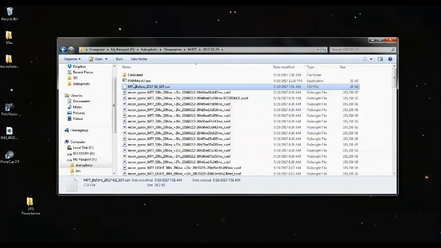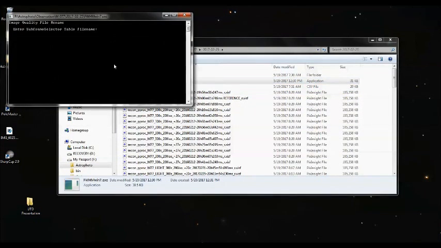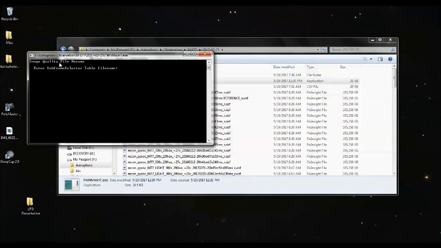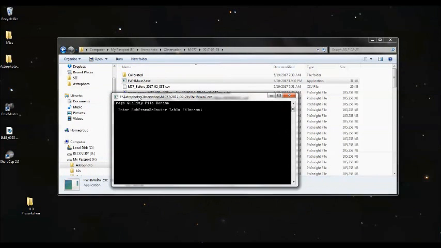Now what I'm going to do is run the program. It's just a very simple console based application. This is not terribly user friendly. It's just intended for me to get stuff done. But I'm going to type in the name of that subframe selector script. So M77 B4_2017-02_subframe selector table.CSV.